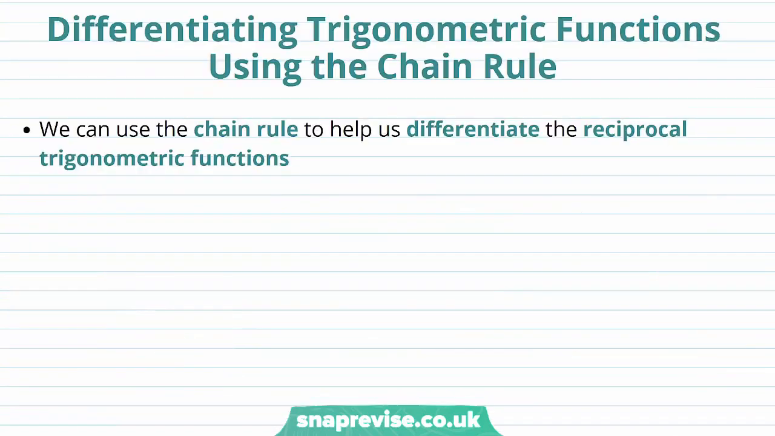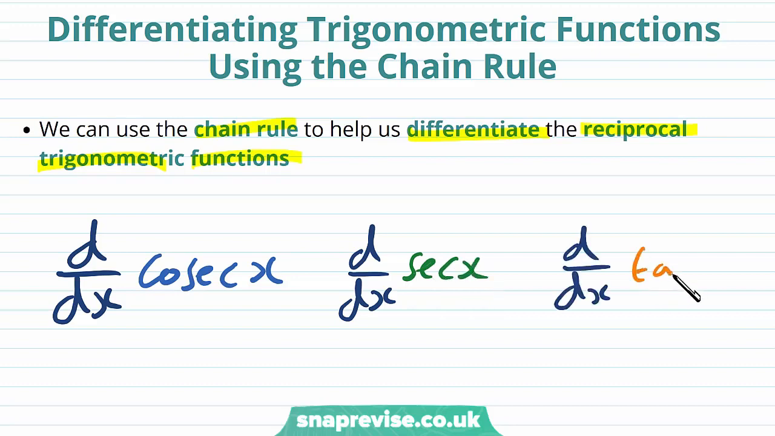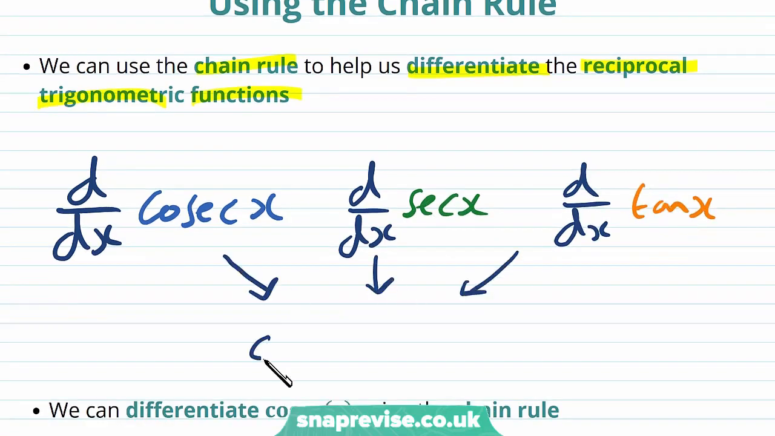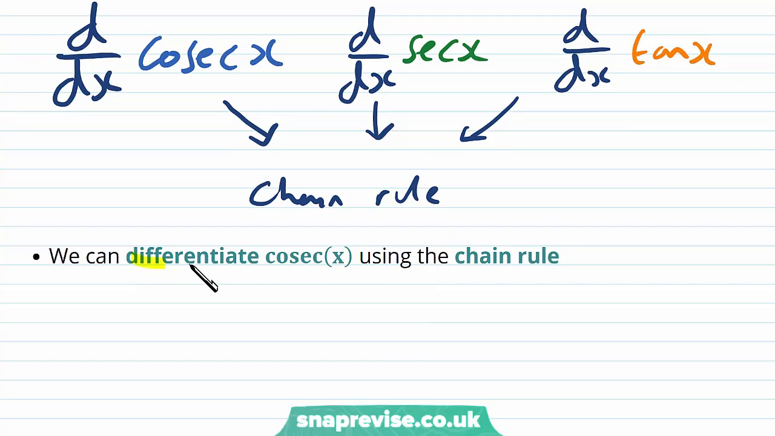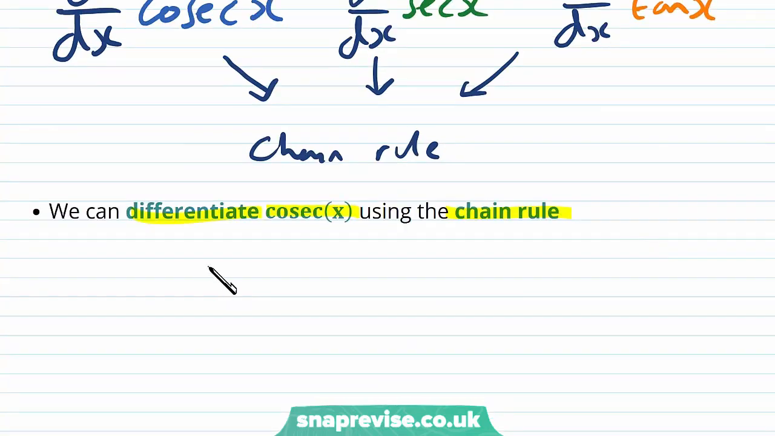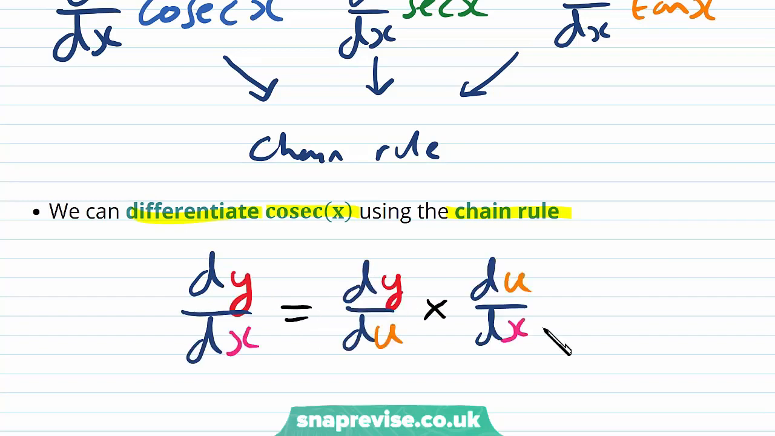So how can we differentiate trigonometric functions instead using the chain rule? We can use the chain rule to help us differentiate the reciprocal trigonometric functions. So for example, we can differentiate cosec of x, sec of x, and cot of x using the chain rule. Firstly, we can differentiate cosec of x using the chain rule. Recall that the chain rule says that dy by dx is equal to dy by du multiplied by du by dx.